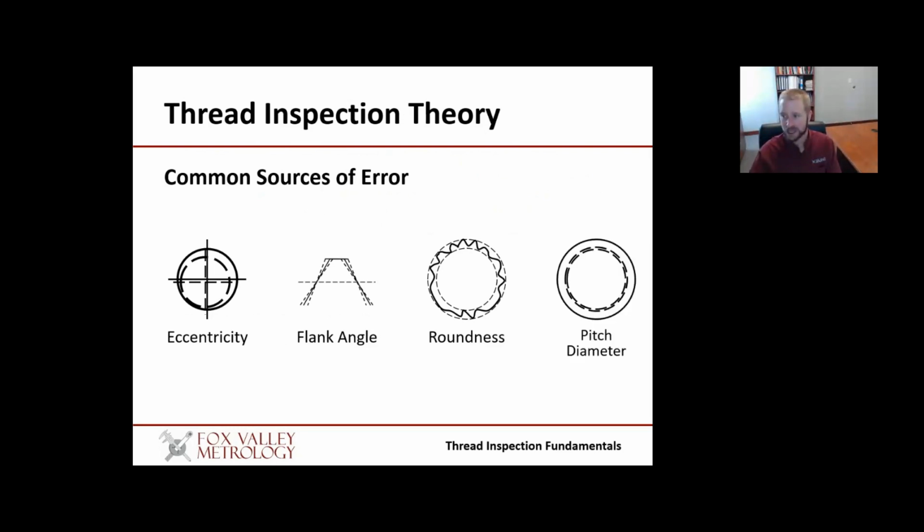And finally, we've got pitch diameter. This is actually the most common type of error that exists within the manufacturing of a threaded component. Also, it happens to be the most critical dimension when it comes to mating two threaded components together. So this is one that we definitely need to focus on and worry about as we're inspecting threaded component manufacture.